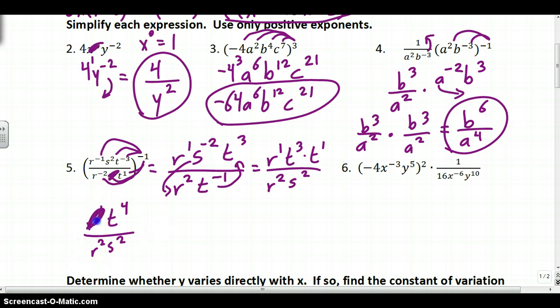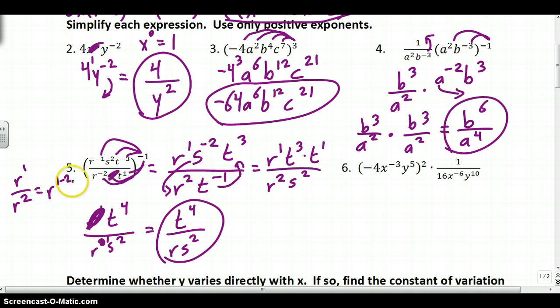So this r to the first divides into this one, leaving you with an r to the first in the bottom. So you get t to the fourth over r squared. By the way, you could also have subtracted their powers. R to the first over r to the second would be r to the 1 minus 2, which would be the same as r to the negative 1, and of course you know r to the negative 1 must go to the bottom, which is why it's the first in the bottom.